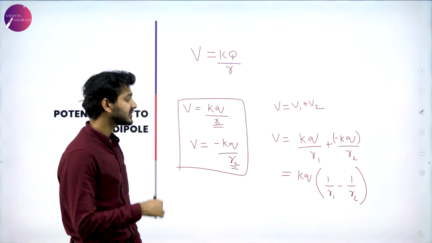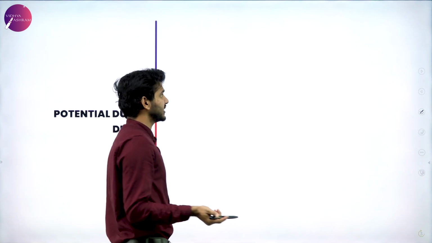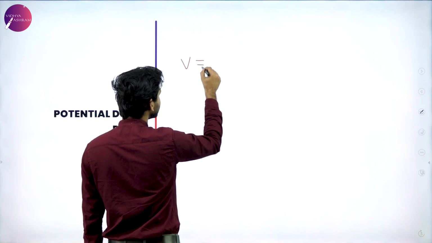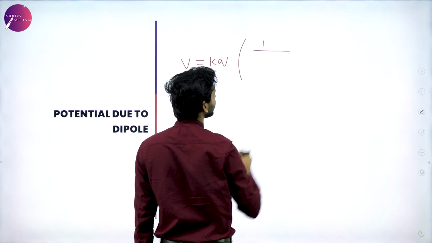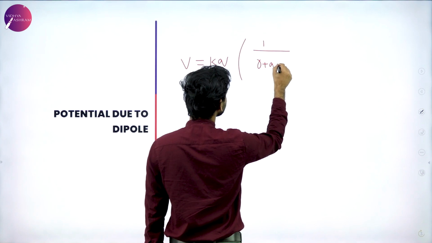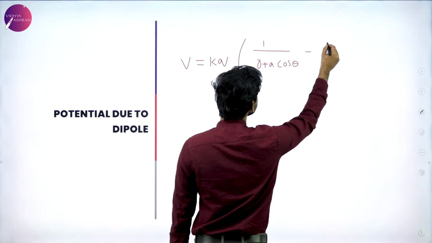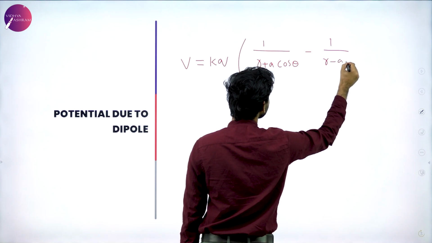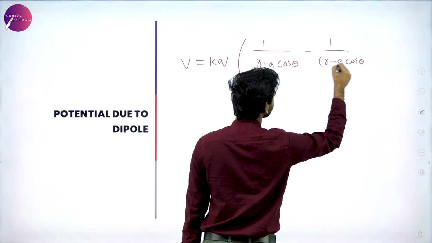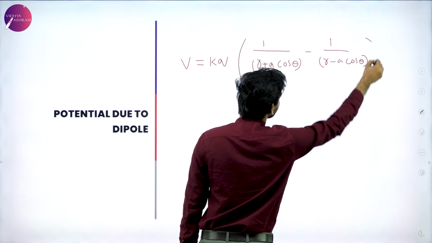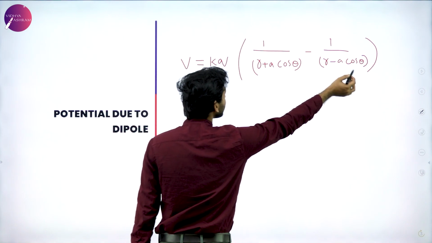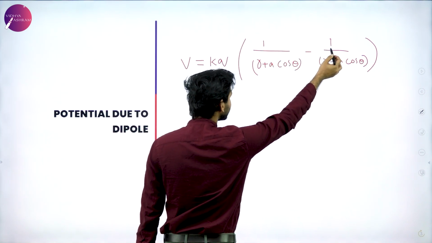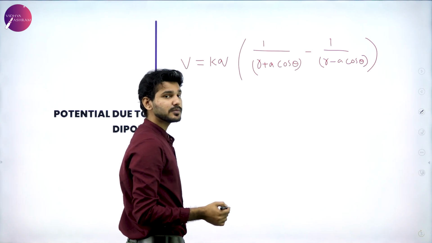Now, what is 1 by R1 minus 1 by R2? It is simply R plus A cos theta and R minus A cos theta. So we can write the total potential as V is equal to KQ outside, 1 by R plus A cos theta minus 1 by R minus A cos theta. Now we are going to cross multiply this and simplify the equation. That is, R minus A cos theta will come to this side, R plus A cos theta will come to that side, and these two will multiply together.